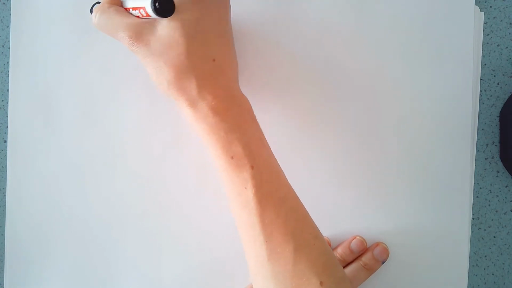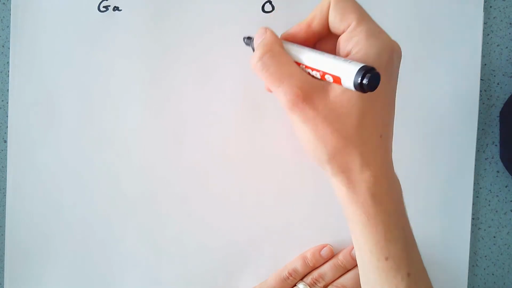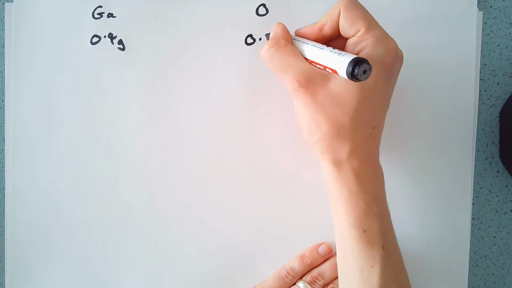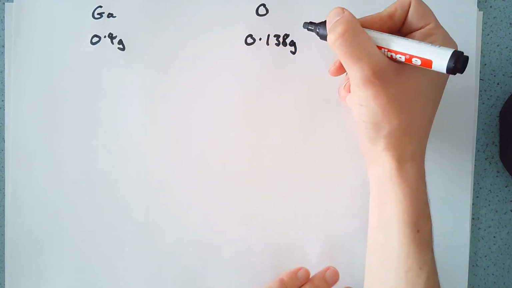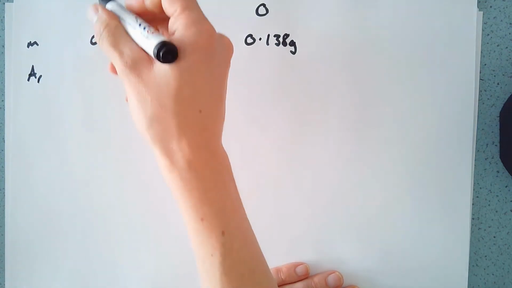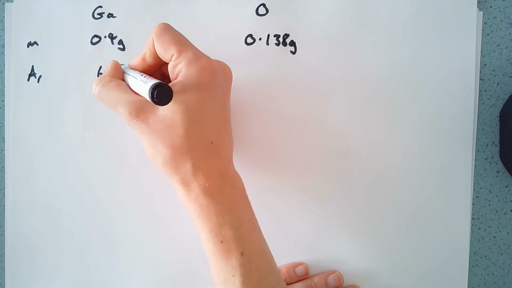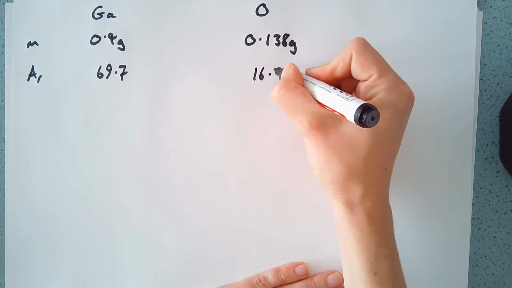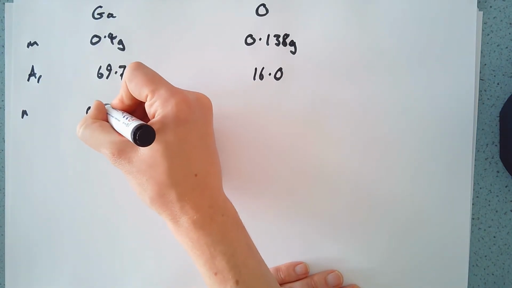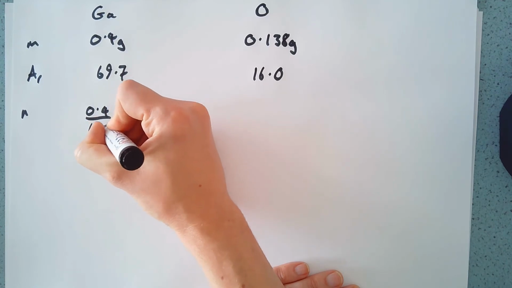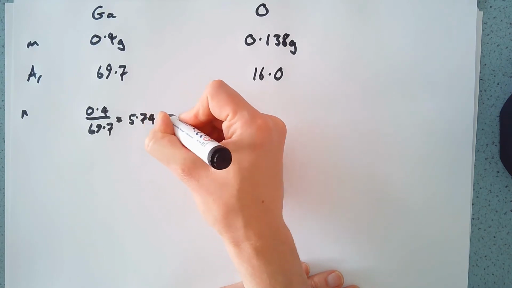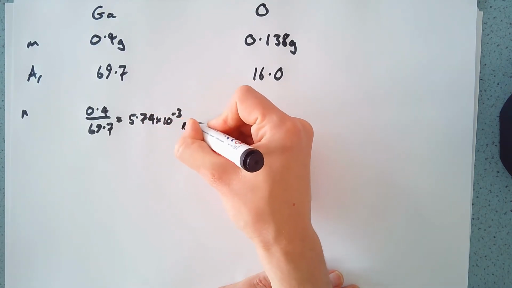So let's use gallium oxide as an example. If we take gallium and oxygen and we react them together, we might take 0.4 grams of gallium, we might react that, and we might find that 0.138 grams of oxygen is added to it. That's our masses. We can then take our relative atomic masses of each of these, which would be 69.7 and 16.0, and we can calculate the number of moles, which would be 0.4 over 69.7, and that will give us 5.74 times 10 to the minus 3 moles.